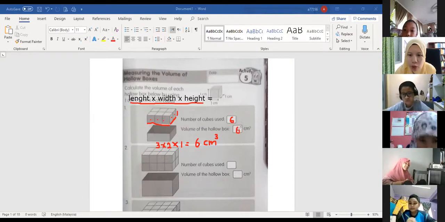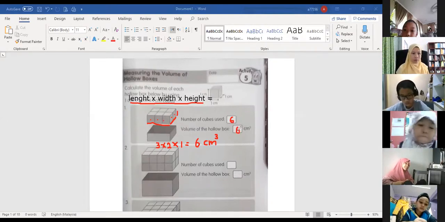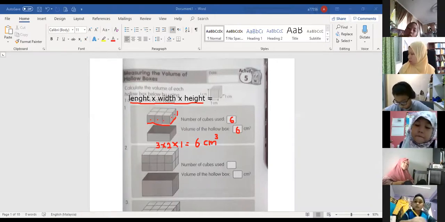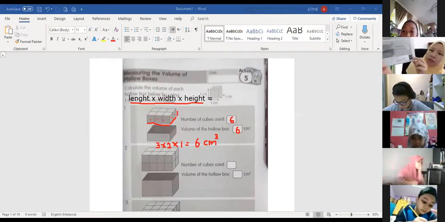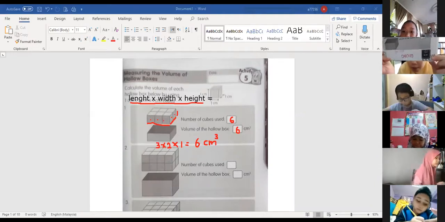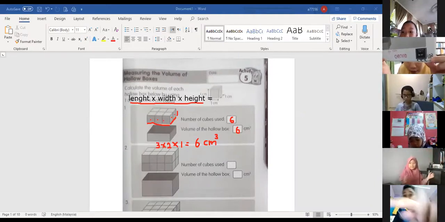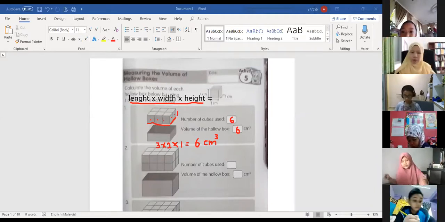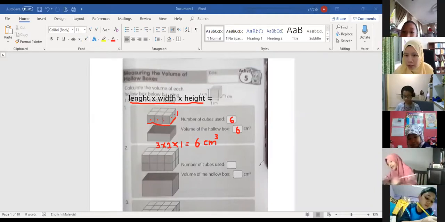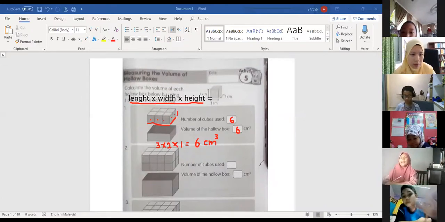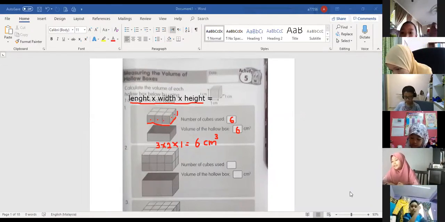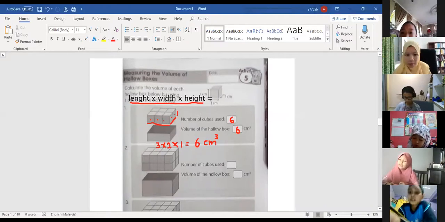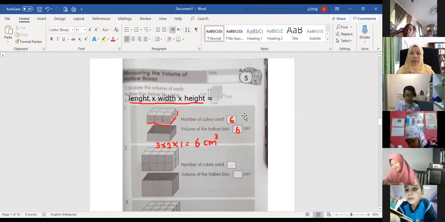Okay, next. Proceed the question number 2. This one page 57. Okay, next. Now I want you to answer question number 2. Give me what is the answer for question number 2.